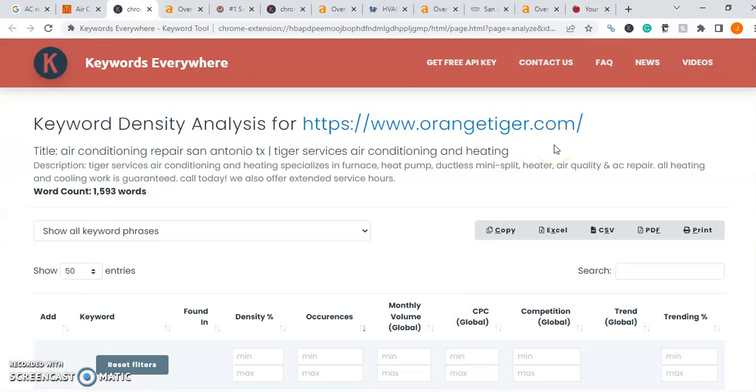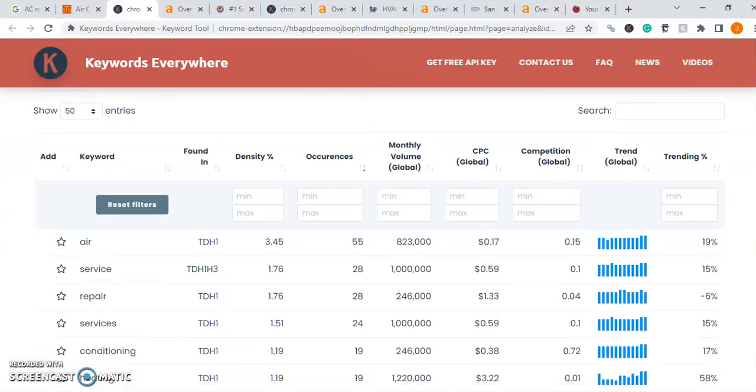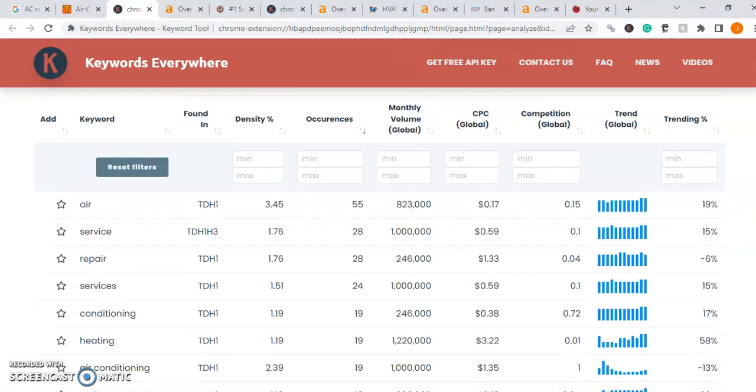So here we are on a tool I use called Keywords Everywhere, and if we scroll down here, you're going to notice your most used keywords to your least. Obviously, we can keep working our way down, but we're going to focus on these top maybe 5 or 6 keywords because those are the most important for laying the foundation of proper keyword structure.